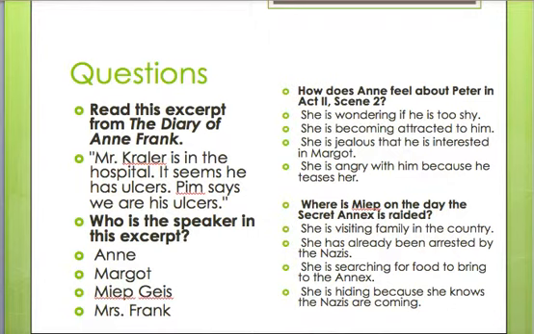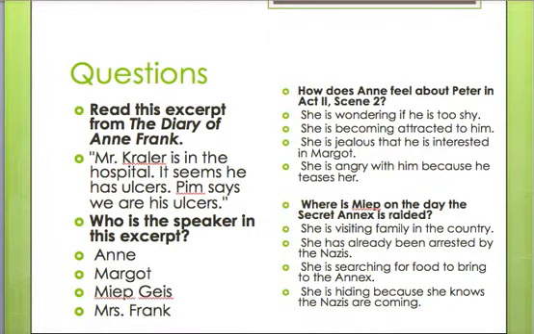So, how does Anne feel about Peter in Act 2, Scene 2? 1, she's wondering if he's too shy. 2, she's becoming attracted to him. 3, she is jealous that he is interested in Margot. Or 4, she is angry with him because he teases her. Yeah, we start to find out that Anne is becoming attracted to Peter.